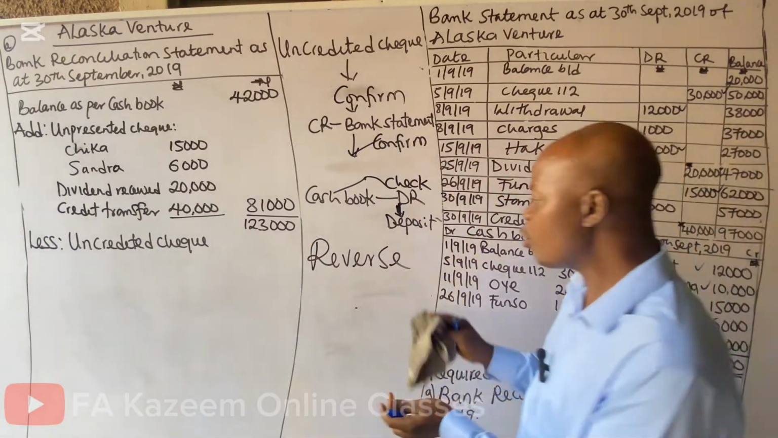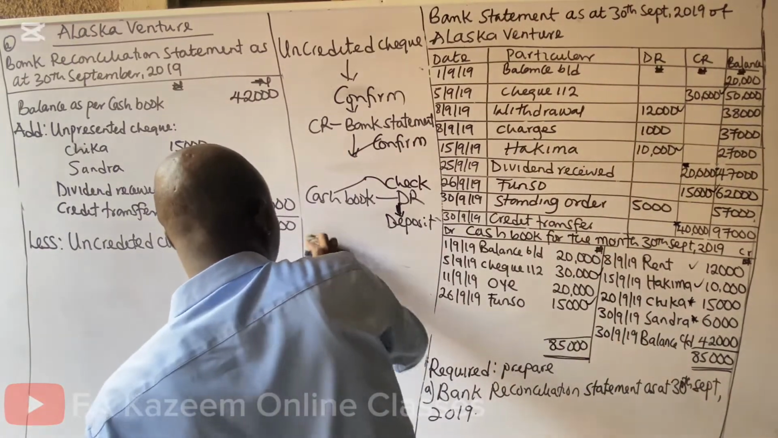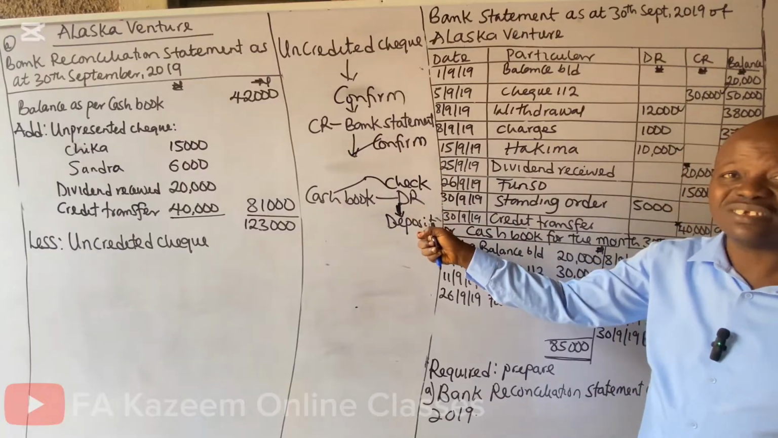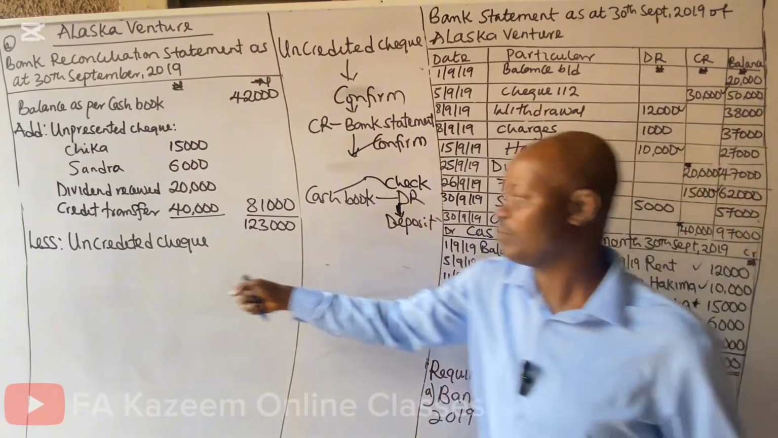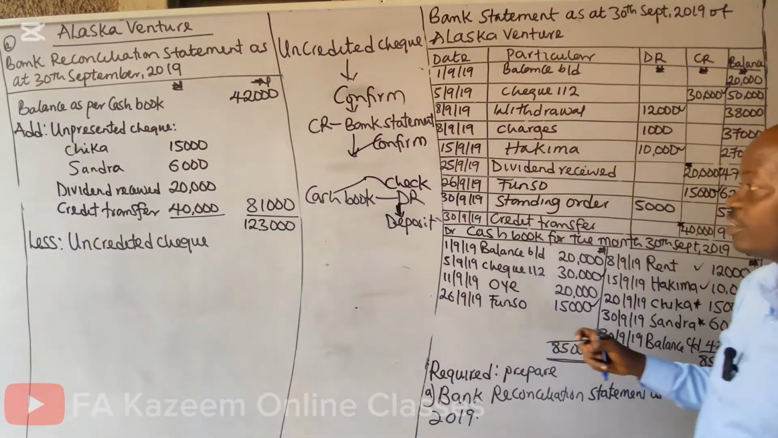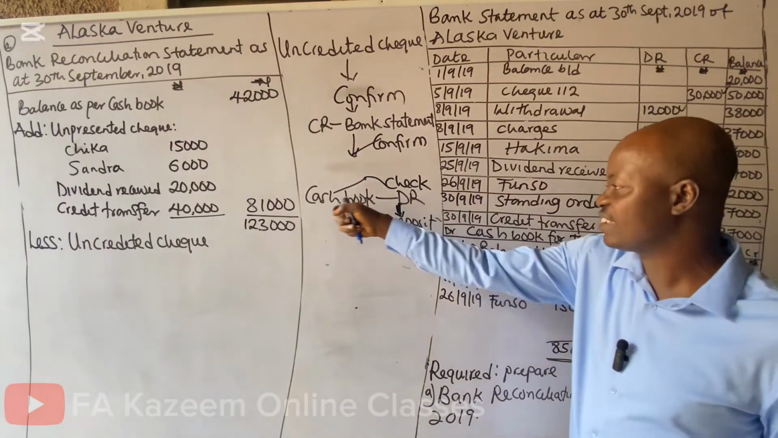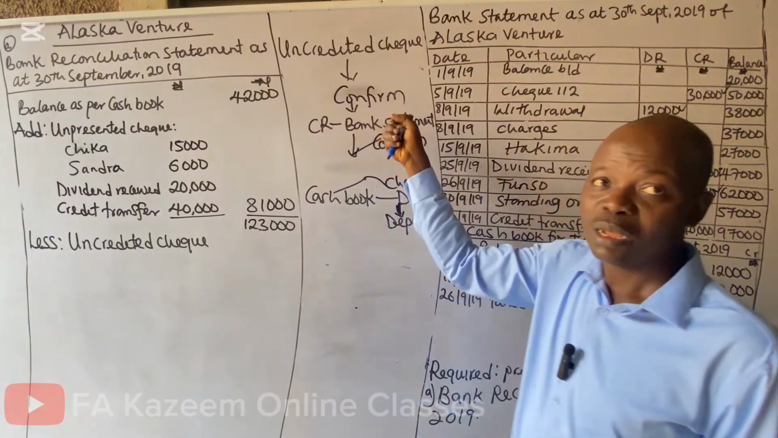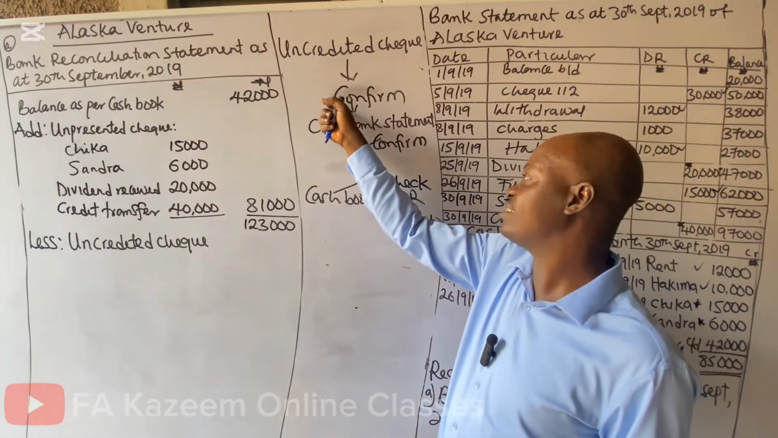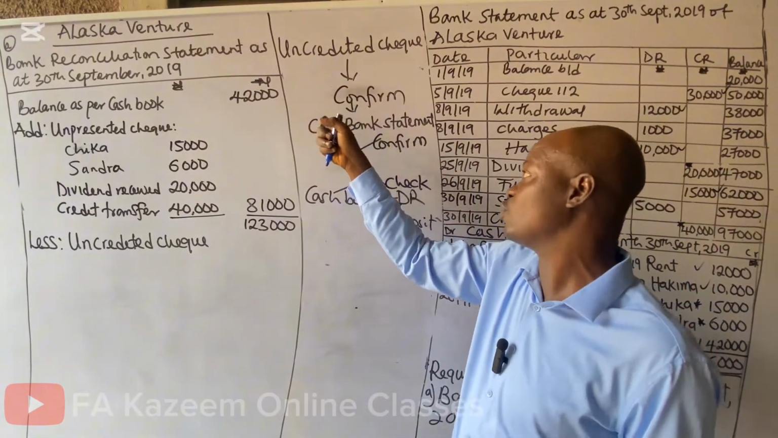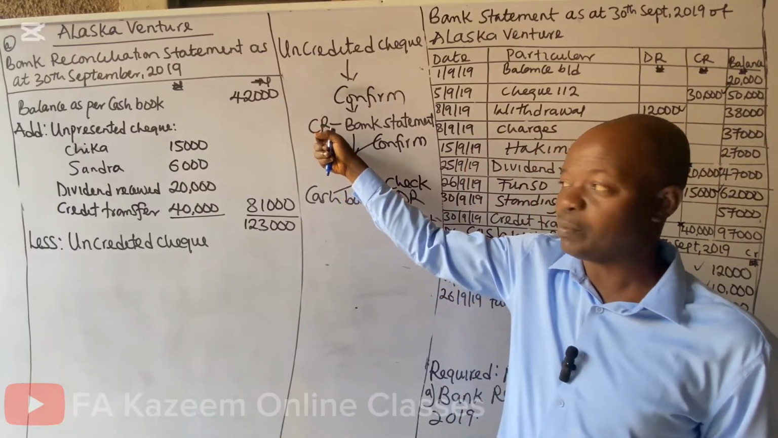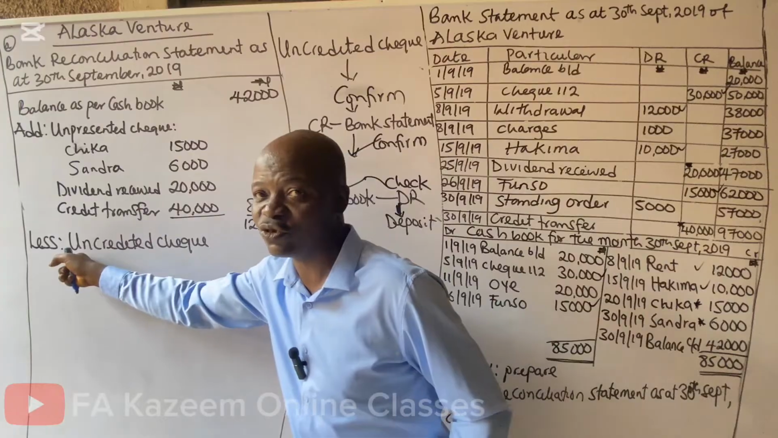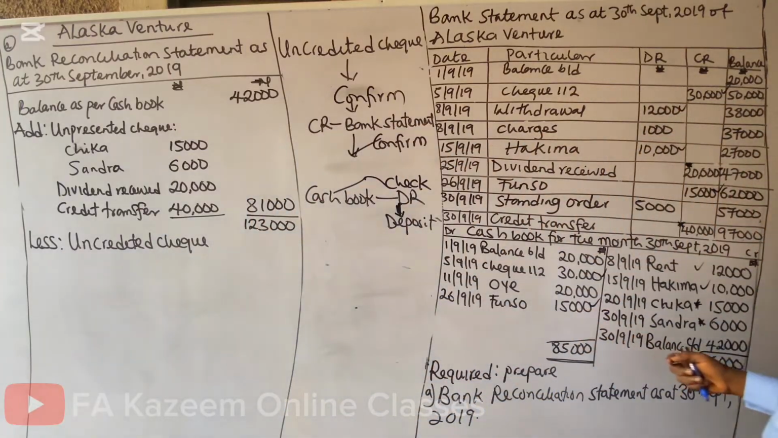Now, how many check has been deposited with the bank, but the bank has not added, but the customer has added? The customer has to reverse by lessening the uncredited check. We will check all the debit side of the cash book to confirm it on the credit side of the bank statement. If there's any item we confirm on the credit side and it is not found on the credit side of the bank statement, it means the bank has not credited, and that is why it is called uncredited check. Let's start one by one.